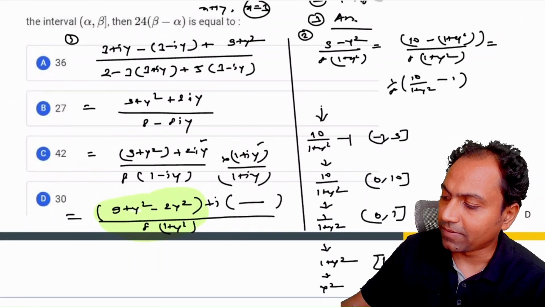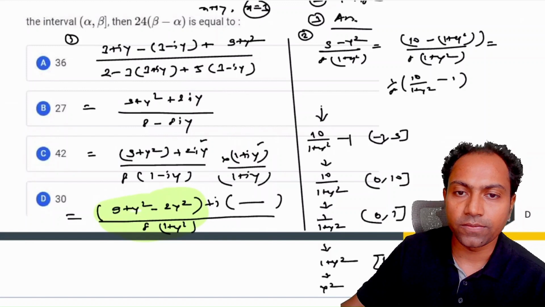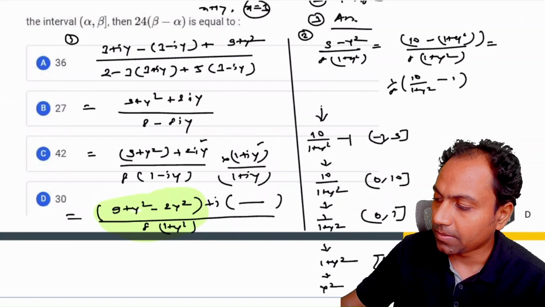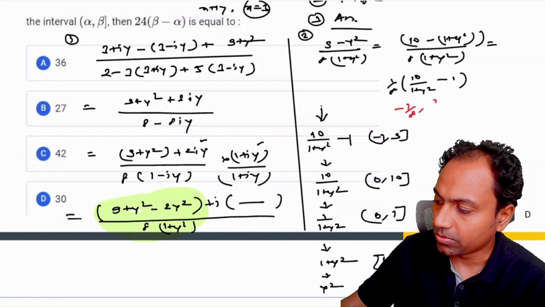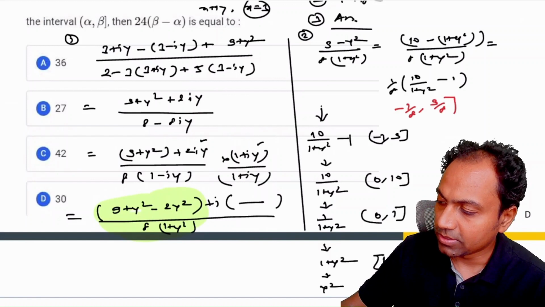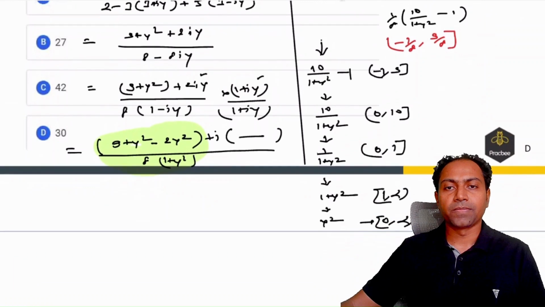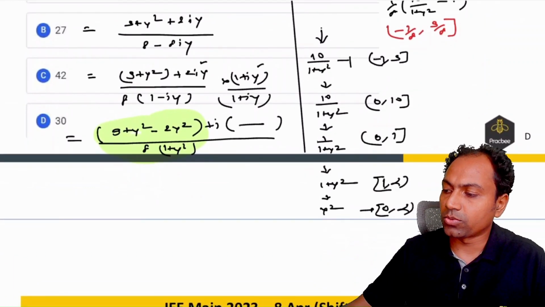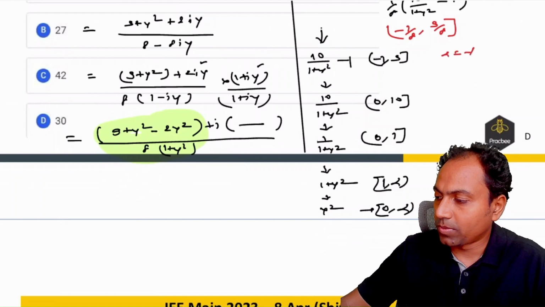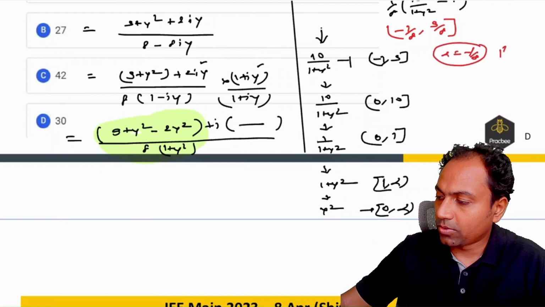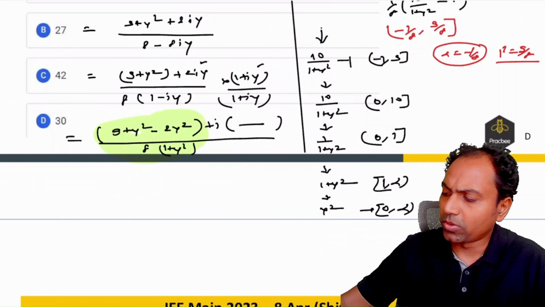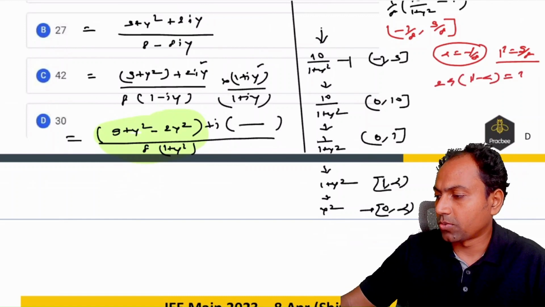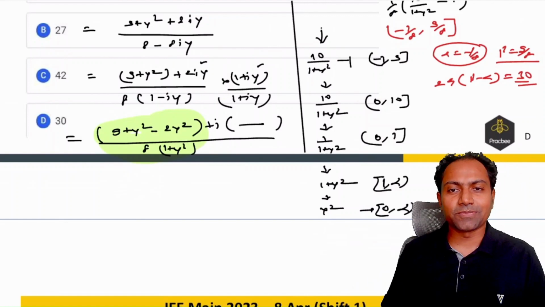And now if I divide by 8, the part that is relevant to us comes out to be nothing but minus 1 by 8 to 9 by 8. This is what is relevant. And why is this relevant? Because from here we can get the values of alpha and beta. If you look into the question, your alpha will come out to be minus 1 by 8 and your beta will come out to be 9 by 8. If you put these in the expression that is given to us, that is 24 times (beta minus alpha), what you get is 30. So your answer becomes nothing but option D.